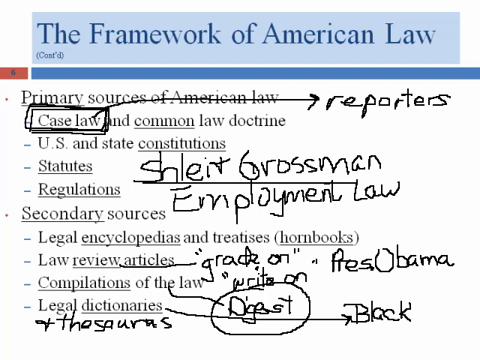Black's is kind of like the Webster's dictionary for the law. Another well-regarded one is Ballentine's. We're fortunate in Texas in that the current editor of Black's is a Dallasite. He is Bryan Garner, very well-regarded legal writing guru.